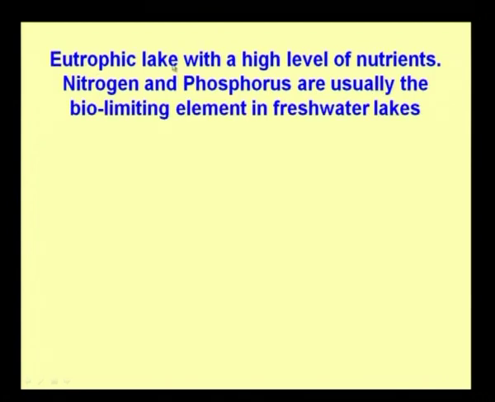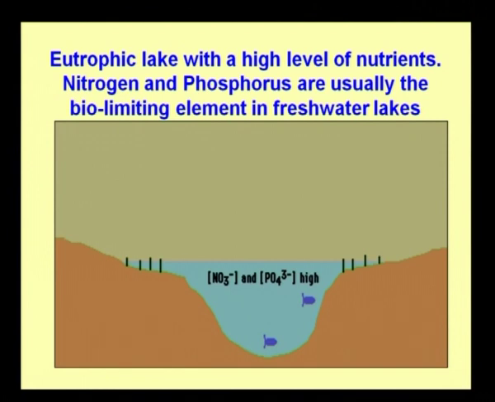The eutrophic lake has a high level of nutrients. Nitrogen and phosphorus are usually the biolimiting elements in freshwater lakes, and therefore they limit the biology of the freshwater lake. And see, there is a large amount of nitrogen and phosphorus. Now, let us see what is the result of it.